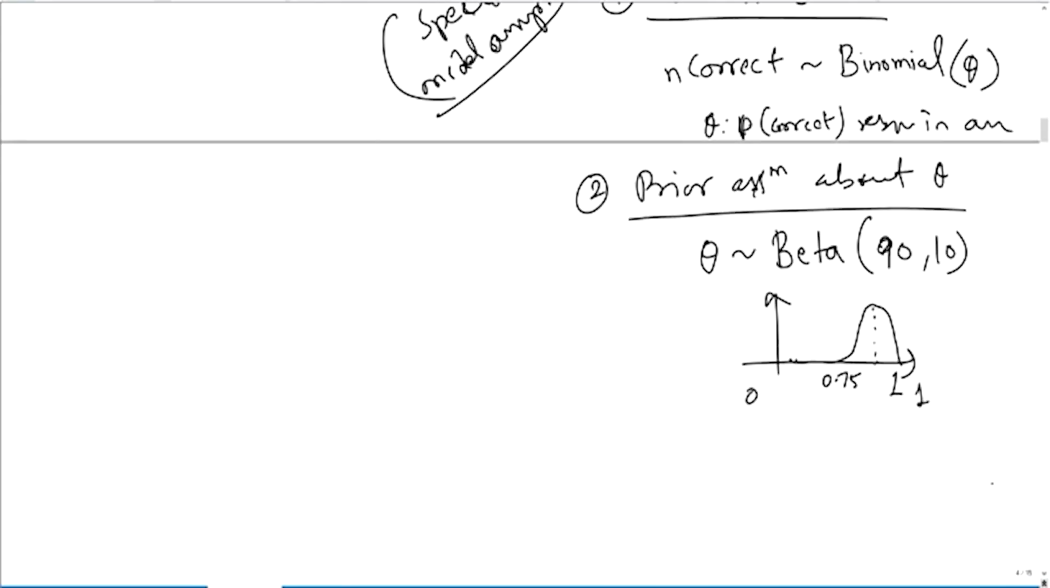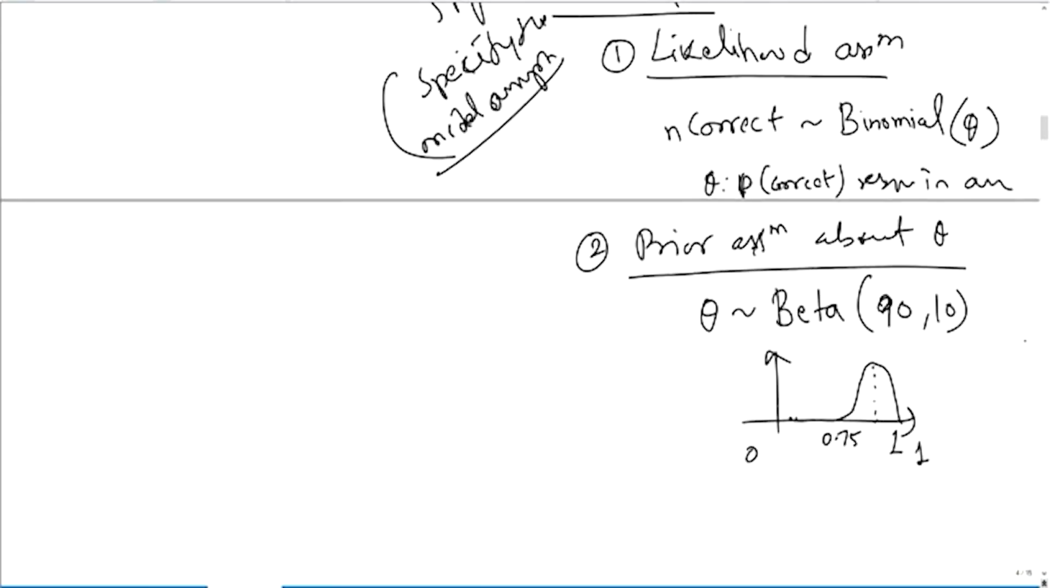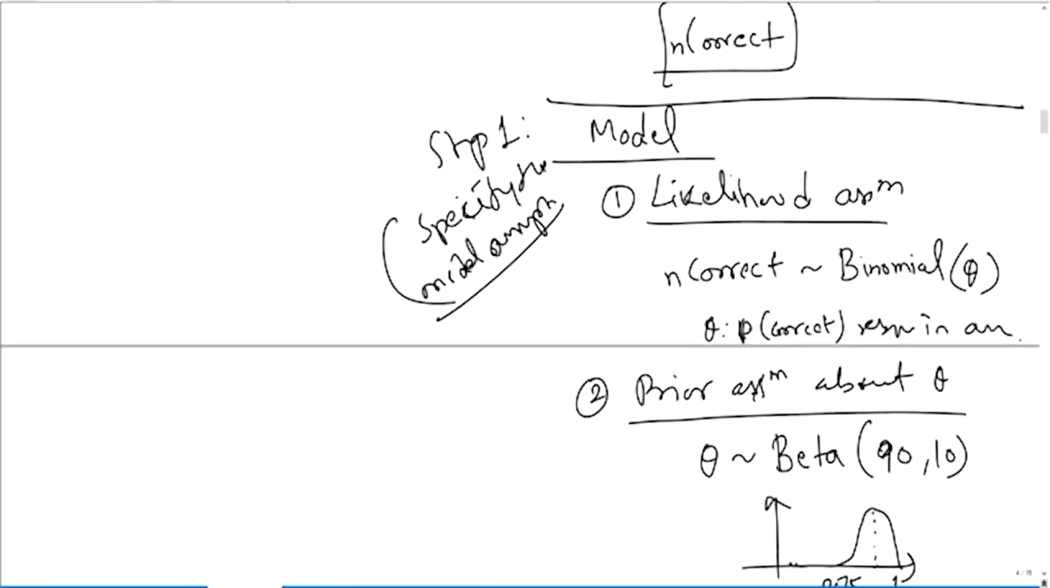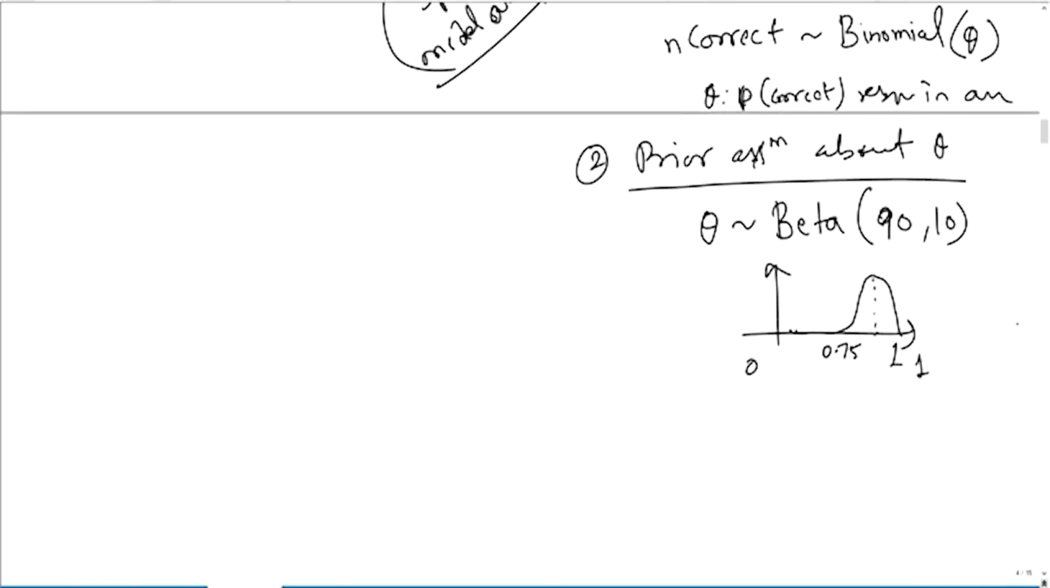All right. So now we have set up our prior assumption and our likelihood assumption. So this is your model. We have specified our model, and this is step 1 in model building.